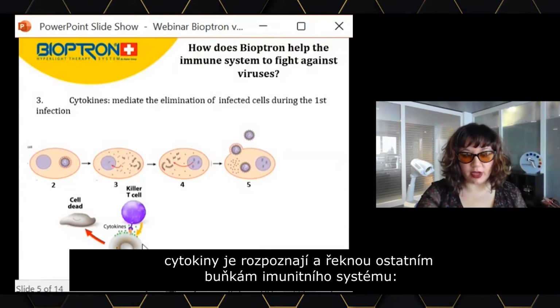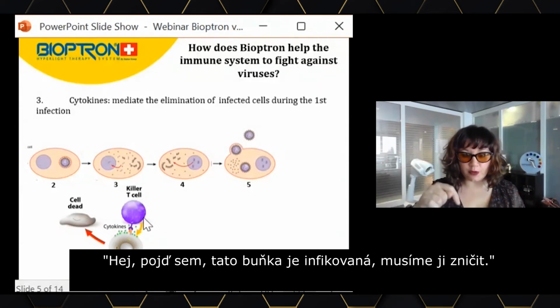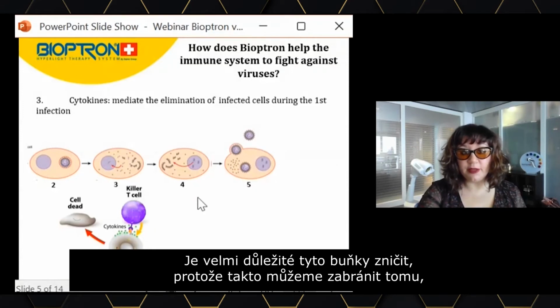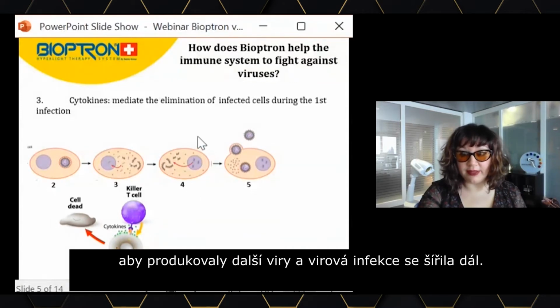So what is very important is that when these cells are infected and put these flags, these cytokines will recognize it and will say to other cells of the immune system, hey, come here. This cell is infected. We need to destroy it. It's very important to destroy these cells because that way we can avoid them producing more viruses and the viral infection being spread.